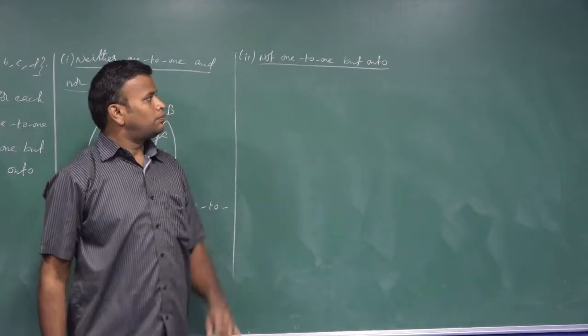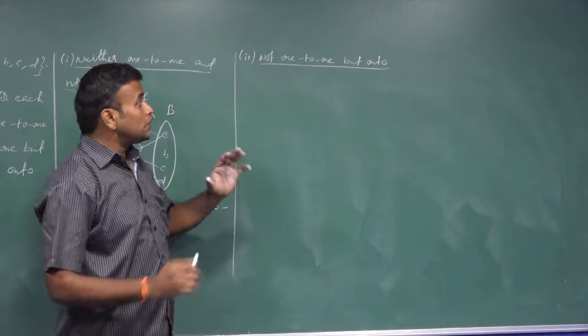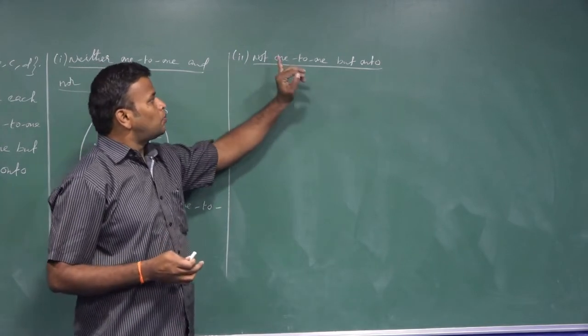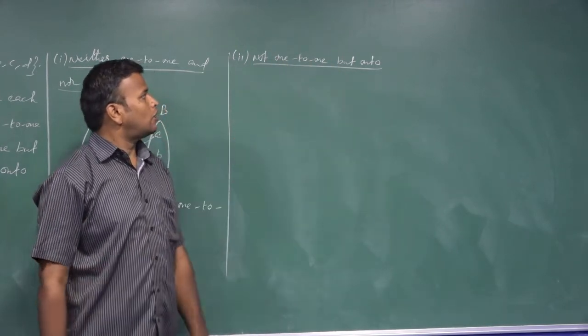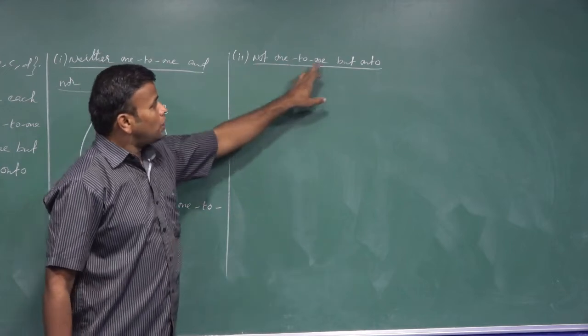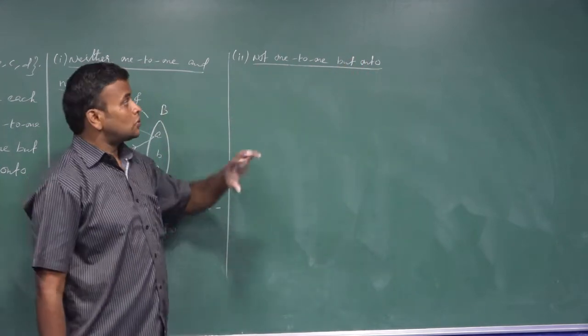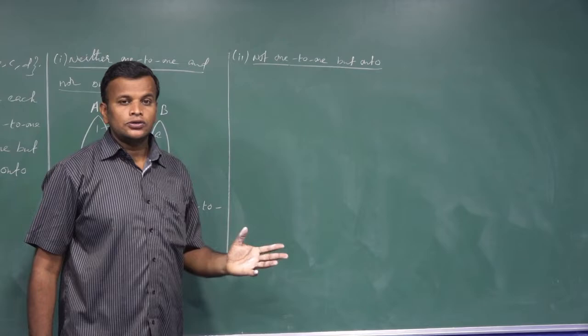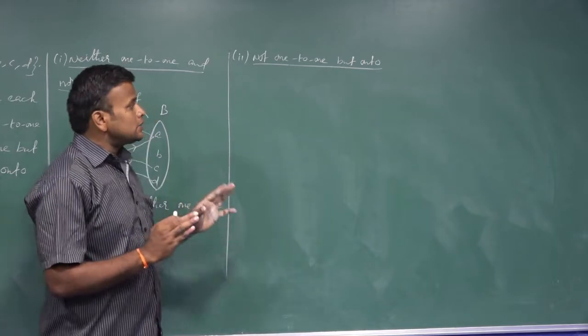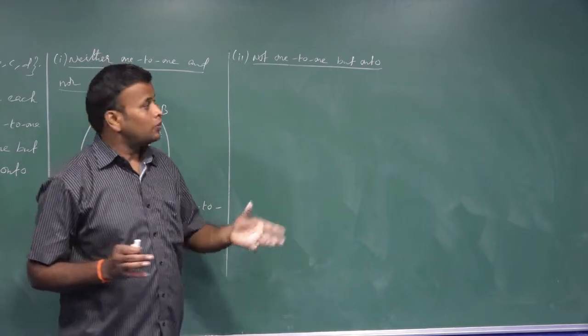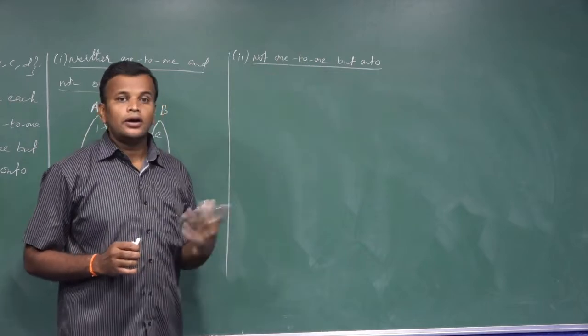Not 1 to 1 but not onto. So we create a function that is both 1 to 1 but it is not onto. Not 1 to 1 but onto. So it's not 1 to 1 and also it is onto. So no need for the diagram. The answer is impossible. We can't form a function that is both not 1 to 1 and not onto.